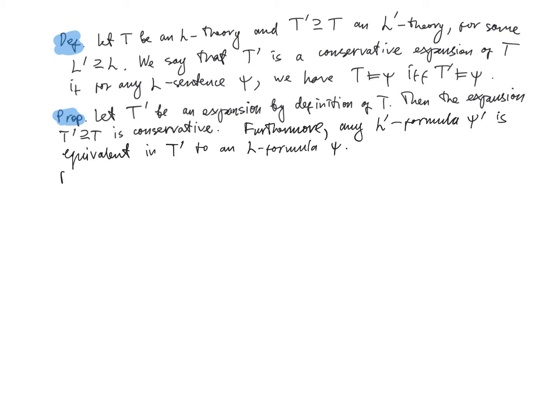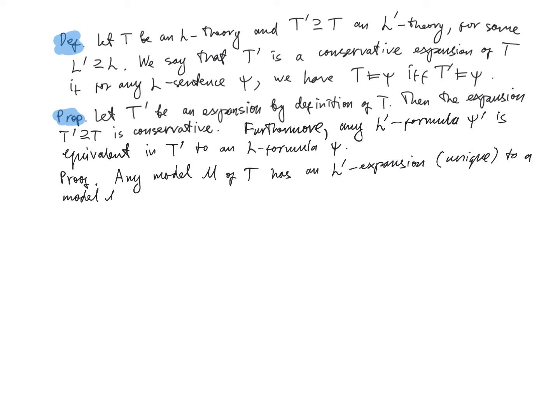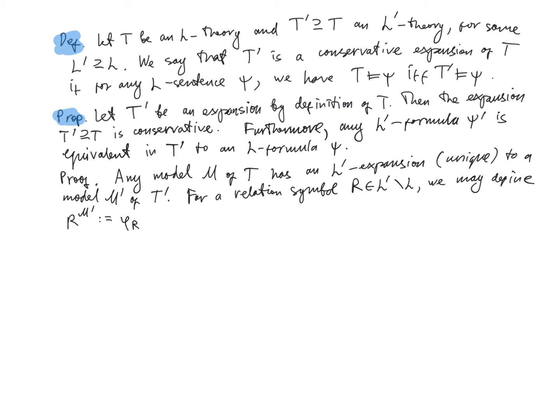Proof. Any model M of T has an L prime expansion, which is in fact unique, to a model M prime of T prime. Indeed, for a relation symbol R belonging to L prime but not to L, we may define the interpretation of R in M prime to be the set of the realizations of the formula phi R given by the definitional expansion in the structure M.